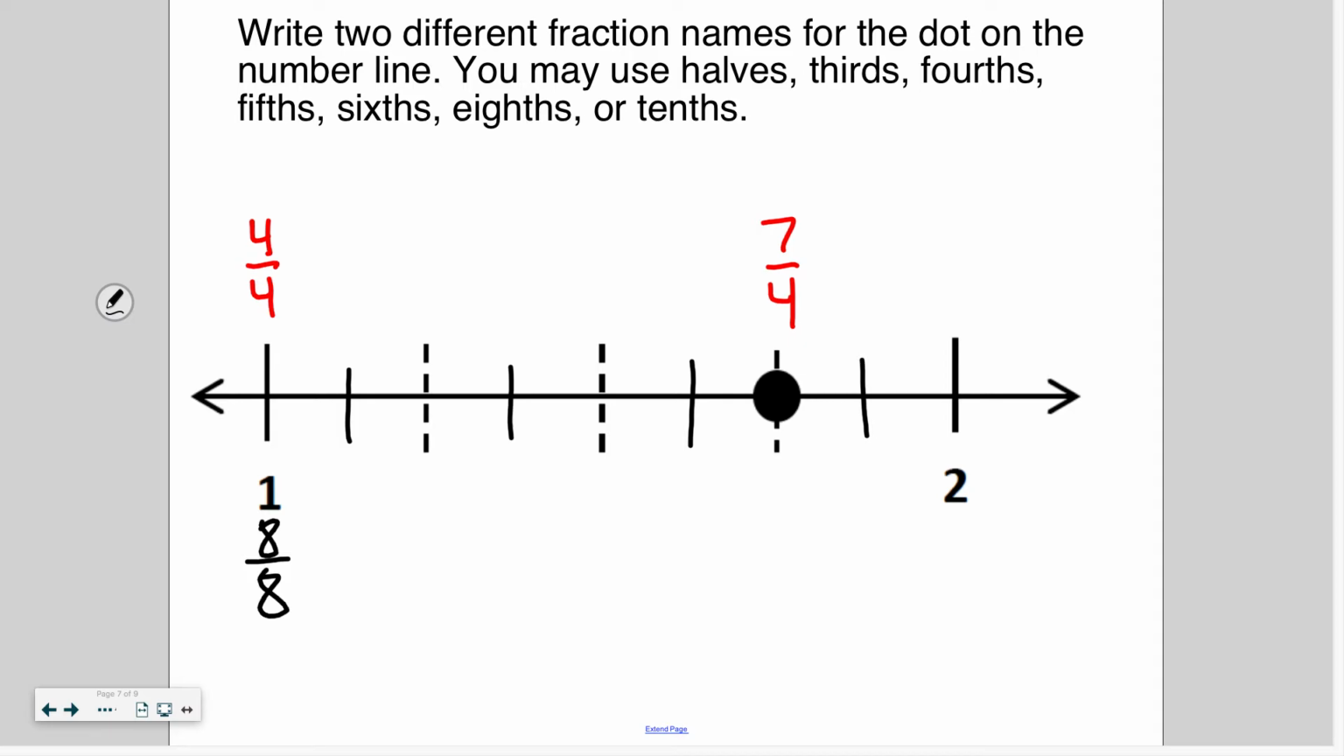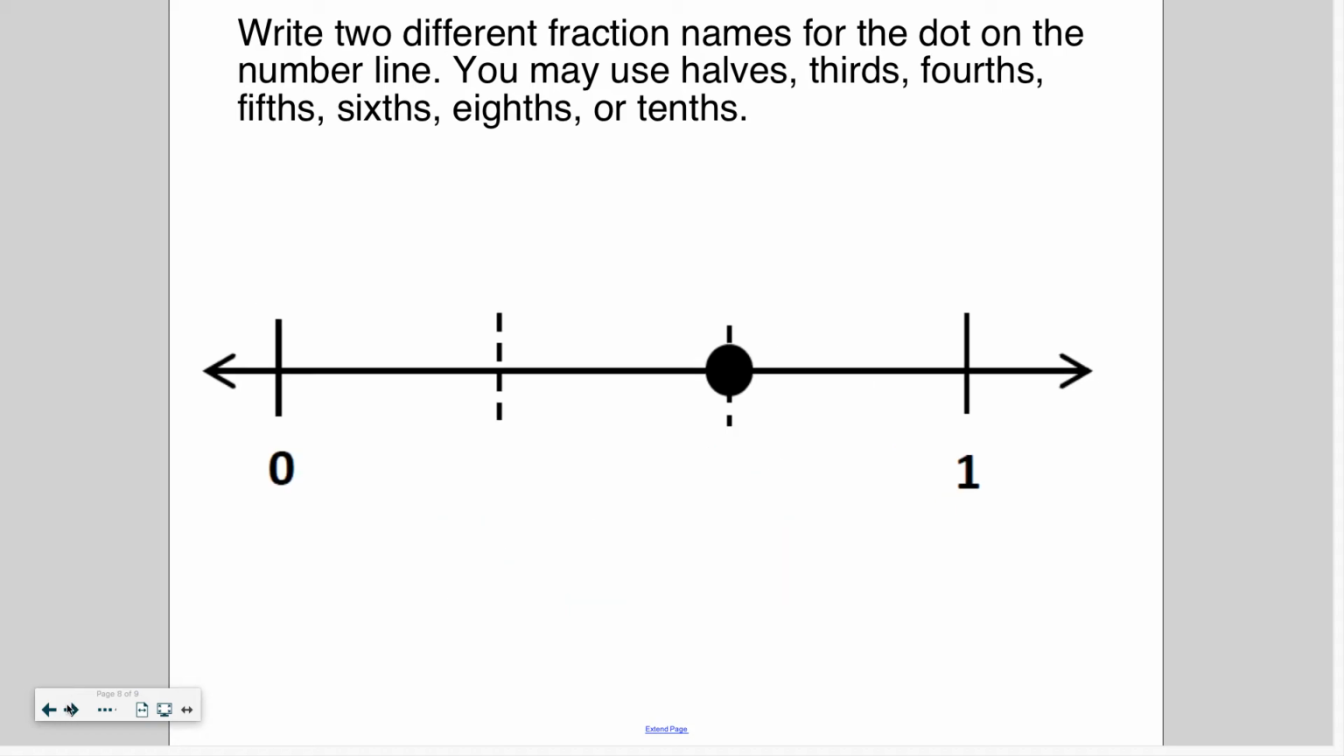Now we can count on. So go ahead and count on. What is the value of this dot in eighths? So 9/8, 10/8, 11/8, 12/8, 13/8, 14/8. So this dot on the number line represents 7/4 and 14/8, meaning they are equal fractions. 7/4 is equal to 14/8.